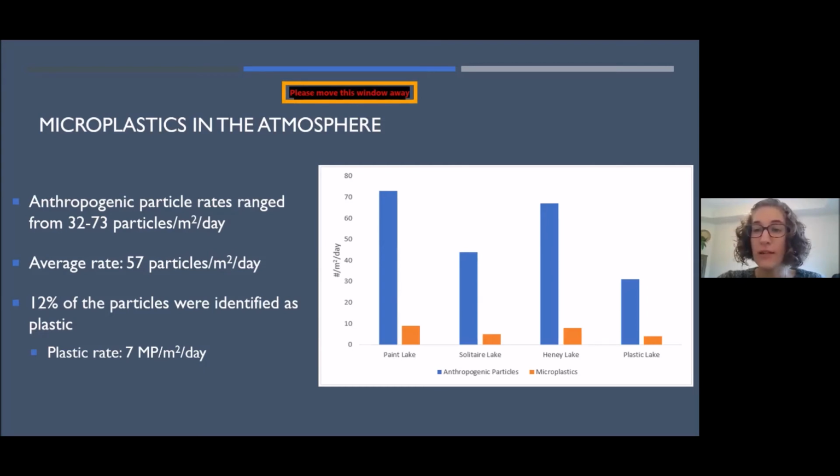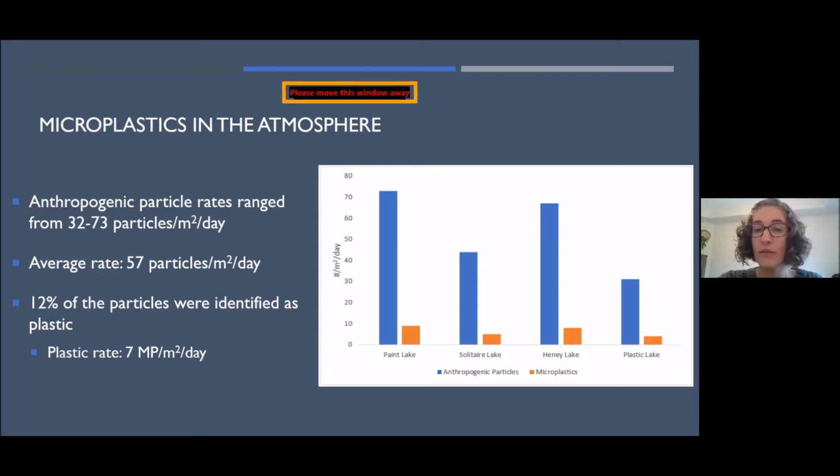So the highest rate of anthropogenic particles falling from the atmosphere observed at Paint Lake is likely due to the fact that the site is influenced by anthropogenic activity, specifically from the presence of people at the Dorset Environmental Science Center. Synthetic particles easily tear from clothing during wear and can become suspended in the atmosphere. Of the anthropogenic particles that were tested using the hot needle test, 12% melted and were identified as plastic, therefore giving us a plastic deposition rate of 7 microplastics per meter squared per day. That can be seen in the orange bars on the figure.